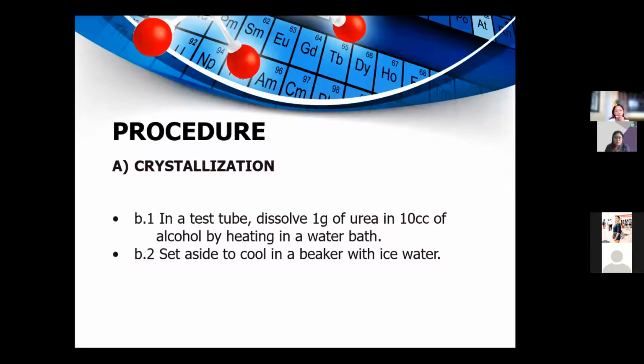Next procedure for crystallization is, first, in a test tube, dissolve 1 gram of urea in 10 cubic centimeters of alcohol by heating in a water bath. Next is to set aside to cool in a beaker with ice water.